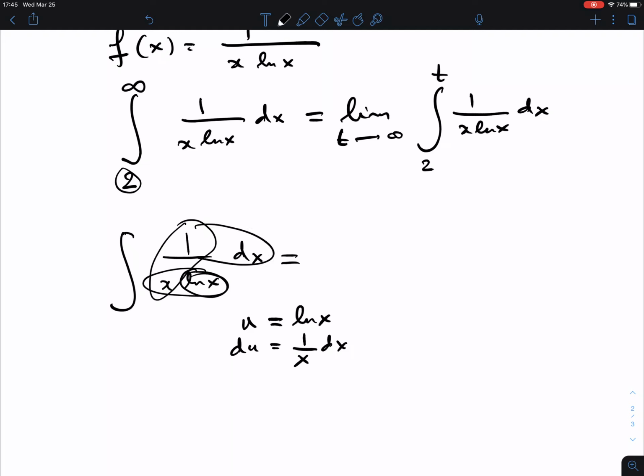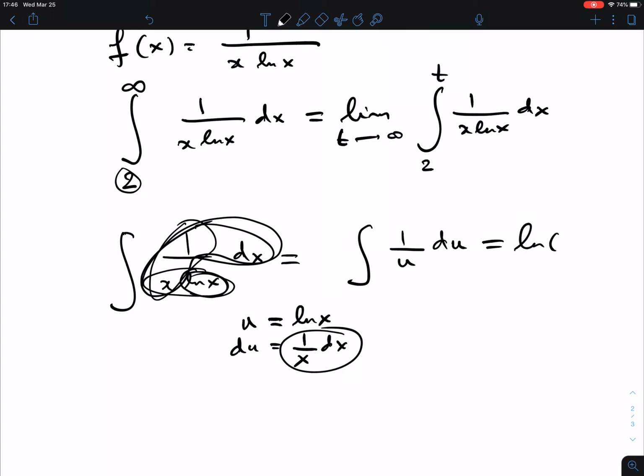Good thing, because I have it. So, all right. What it becomes, as I said, this becomes u, so this becomes 1 over u, and then the 1 over x dx, that is du. All right. Now this is easy. That's the ln of u, and u was ln x. So this is the ln of ln x. Why not?